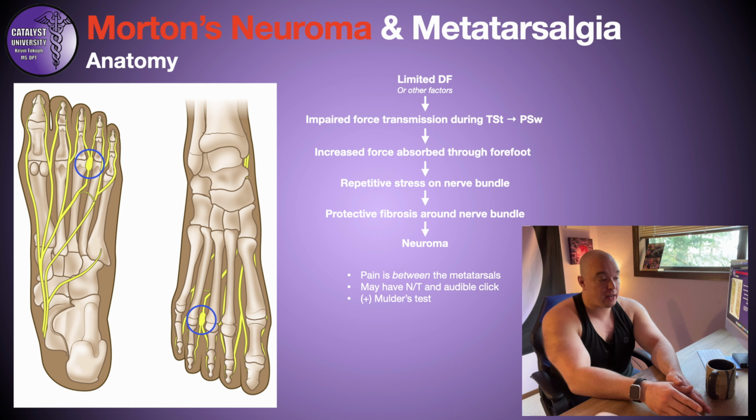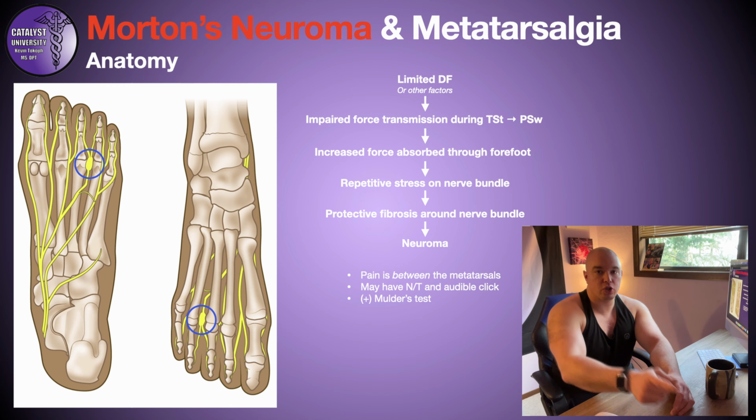Some sources online say you have to have these for it to be present. That is not true. You can have a Morton's neuroma that does not have a click. You can have a Morton's neuroma that has neither numbness nor tingling, okay? But they can be present. And there's also going to be a positive Mulder's test, which I'm going to demonstrate right now.